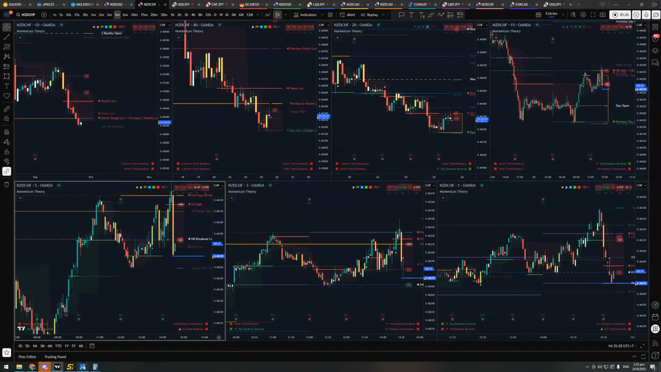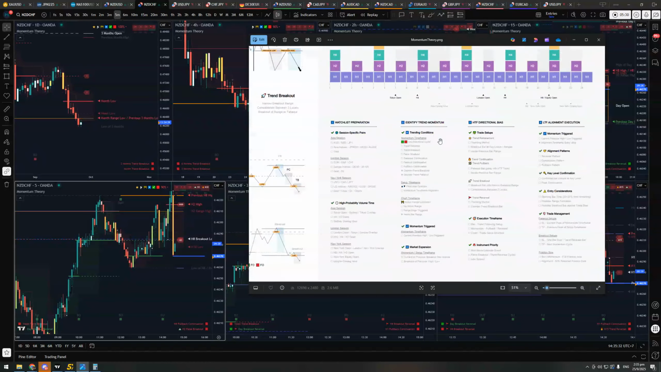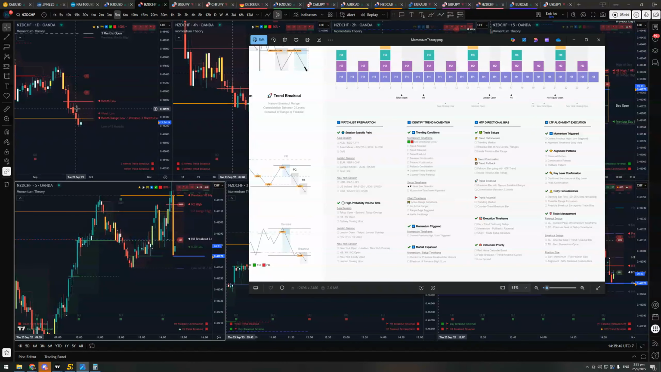So this is all laid out in my chart. What I'm looking for, how I identify trend momentum, how I do my watch list, looking for session-specific pairs. So this is London session. I'm looking at a NZD Swiss pair. I want to trade high probability volume times, which are these ones here. Identify the trend momentum, which I have, and then looking for my setup. This is a trend retracement setup.